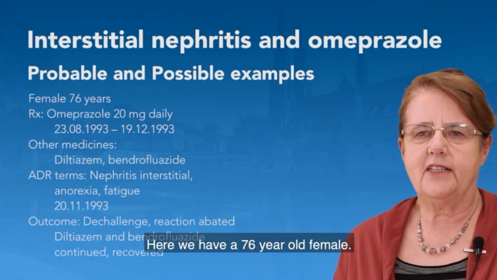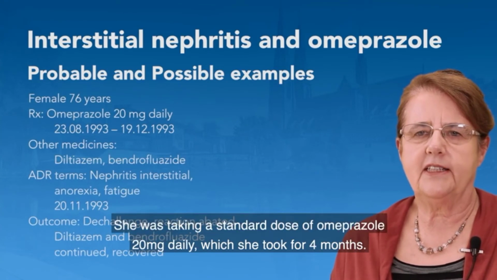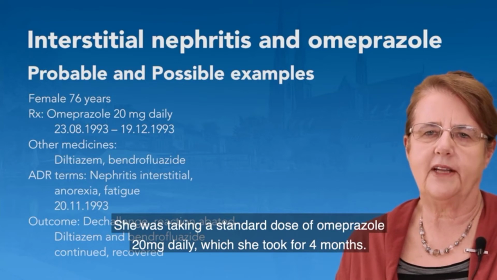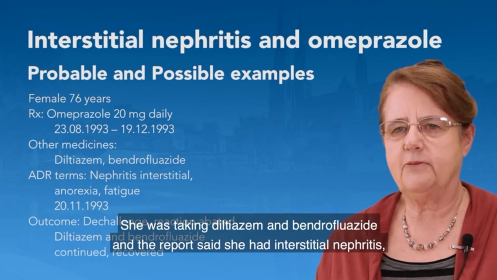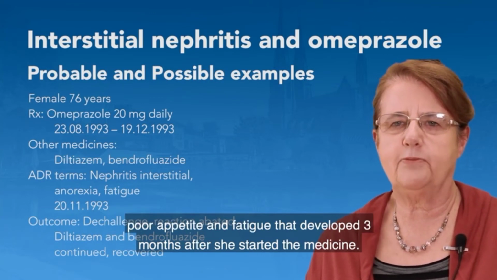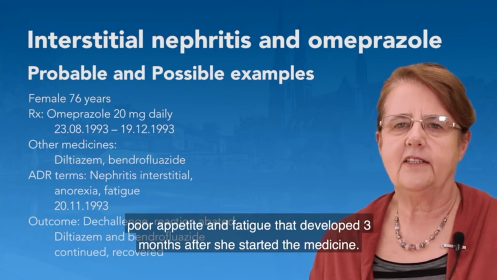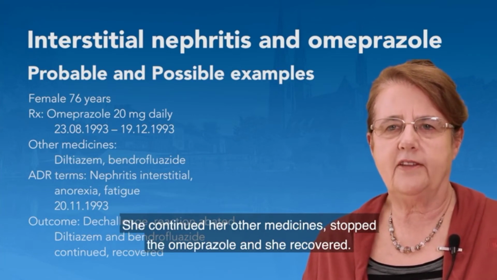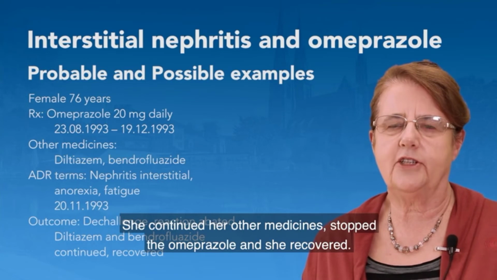Here we have a 76-year-old female. She was taking a standard dose of omeprazole, 20 milligrams daily, which she took for 4 months. She was taking diltiazem and bendrofluazide, and the report said she had interstitial nephritis, poor appetite, and fatigue that developed 3 months after she started the medicine. She continued her other medicine, stopped the omeprazole, and she recovered.